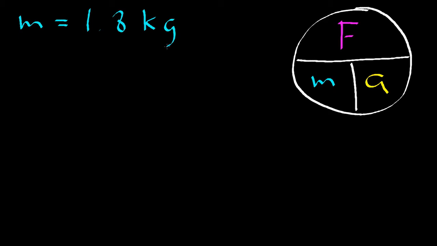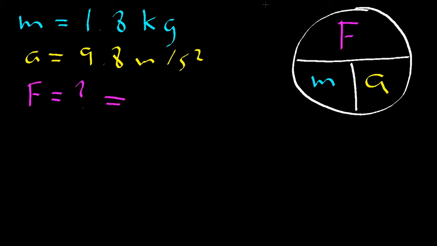The mass of the helicopter is 1.8 kilograms, and the acceleration of gravity on Earth is 9.8 meters per second squared. Force is the unknown variable in the problem. To solve for force, you can use the problem-solving circle by covering the variable you are solving for. In this case, that is force. Let's cover the F with the Earth, since we are solving a problem about the force of gravity on Earth. Using this technique allows us to solve that force equals mass times acceleration.